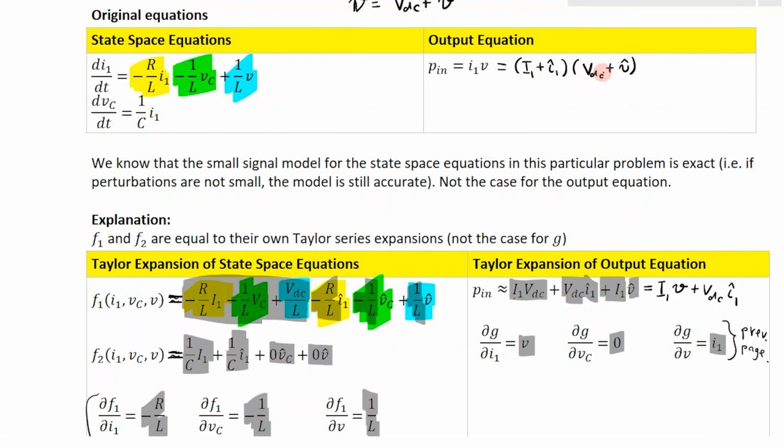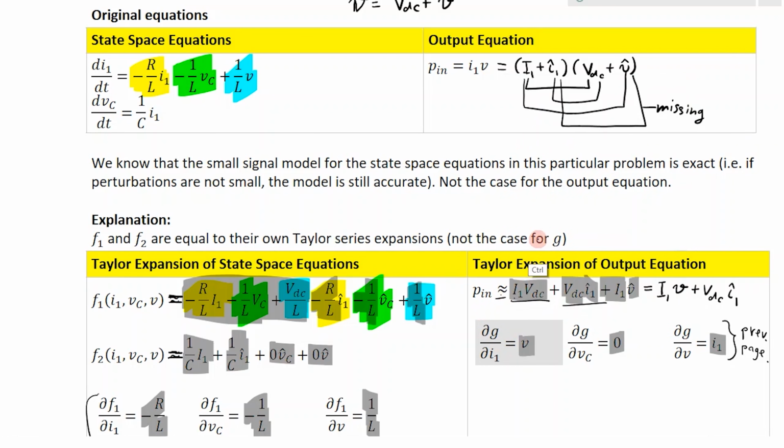If you expand this, you're going to have 4 different terms, one of which is going to be this one. We will have VDC times I1 hat, it's this one. I1 V hat is this one, but we're missing the fourth term, which I think would be this one. So I hat V hat. This guy is missing. So that's why this is an approximation here.